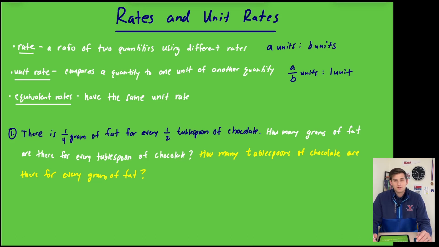Hello everyone, in this video we're going to talk about rates and unit rates. So let's define those two terms. First of all, a rate is just a ratio of two quantities using different units. So we could say, for example, A units to B units. We're just comparing those two.